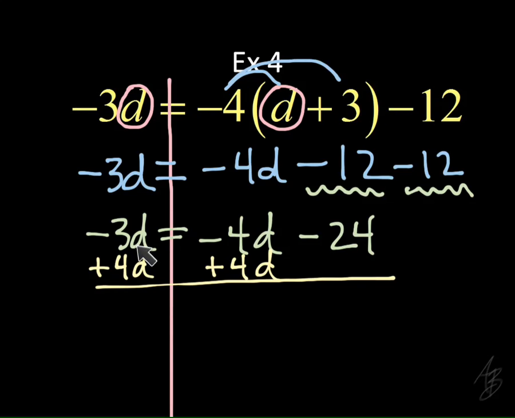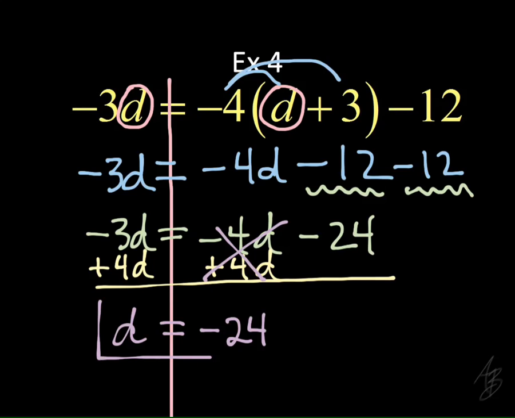So what is negative 3D plus 4D? 1D. And remember, if it's 1D, we're just going to write it as D. Negative 4D and the plus 4D cancel each other out, and what's left over there? Negative 24. Okay, what do I need to do next? Box it. Remember, our goal is to get the variable by itself. Once we do that, we're done.